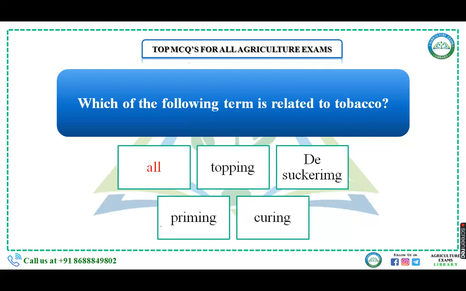Which of the following terms is related to tobacco? All, topping, desuckering, priming, curing. These all terms are related to tobacco. Topping is the removal of the terminal bud. Desuckering is the removal of lateral branches or suckers. Priming is the removal of the mature leaves, and curing is the drying process where most of the moisture of the leaves is removed. These all four processes are done in the case of tobacco.